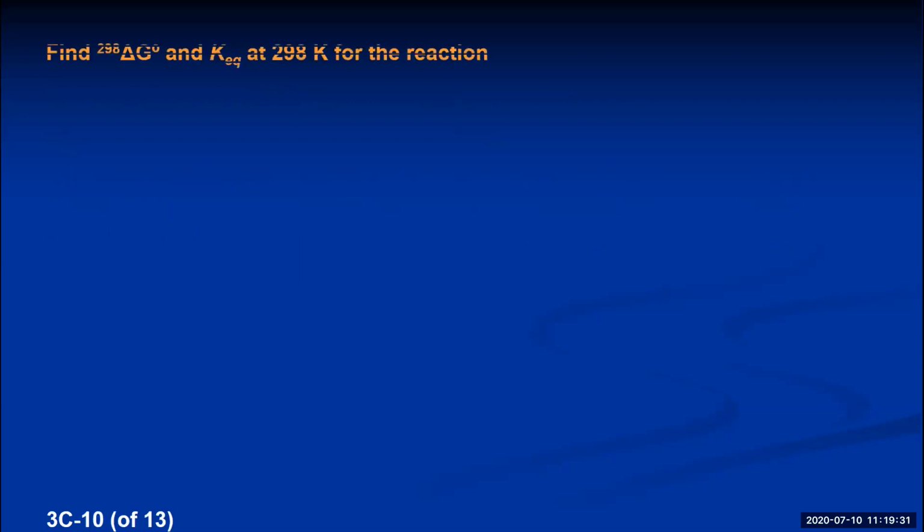Okay, so let's see if we can find delta G naught at 298 and the equilibrium constant at 298 for the reaction N2O4 gas is in equilibrium with 2NO2 gas, and I don't tell you anything else. What you would need to do is go to handout 5, the thermodynamic table, and look up the standard free energy of formations of the reactant and product and use them to calculate the delta G naught first. That's what we would have to do.